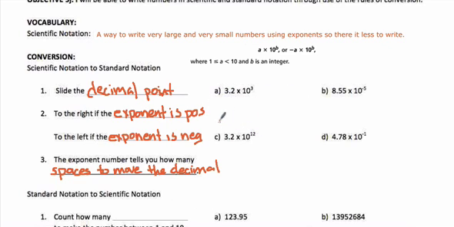So I would have, and I'm just going to write it down here so I have room. Here is where my decimal point was. I'm going to go to the right because it's positive. So 1, 2, 3, whoops, 3, not 4. There we go. 3 spots there. And now I can just put in my zeros. So my final answer on this one is 3,200.